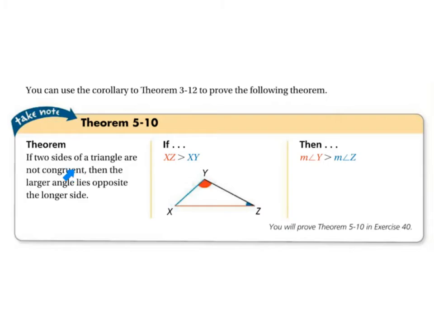So here's another cool theorem. If two sides of a triangle are not congruent, then the larger angle lies opposite the longer side. So if we were talking about these two sides and we knew that side XZ was greater than side XY, then we would know that the angle opposite XZ, angle Y, would be greater than the angle opposite XY, angle Z. Okay, so the measure of angle Y would then be greater than the measure of angle Z.